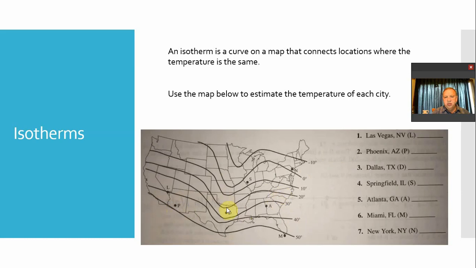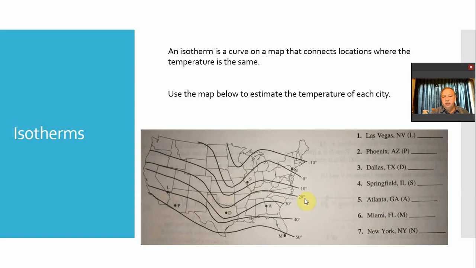Dallas is between 20 and 30, about halfway. Here's the 30 on this isotherm. So about halfway, I'd call it 25. Let's look at Springfield, Illinois. Here's 0 and here's 10. If I did a halfway kind of perpendicular through here, I would say that would be about half. That's another half. So let's call that about 7.5 degrees, 8 degrees, anywhere in that range.